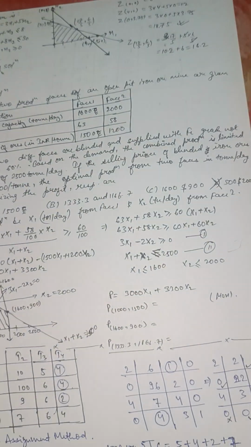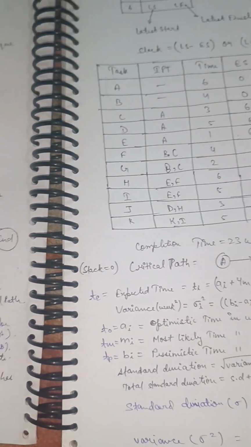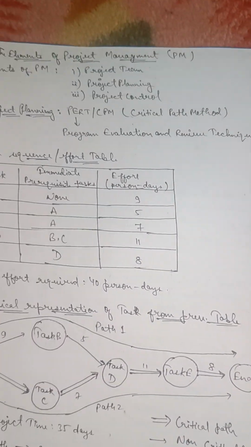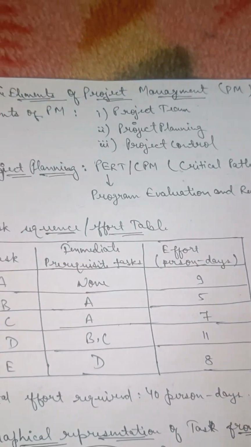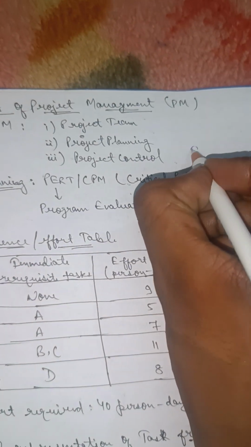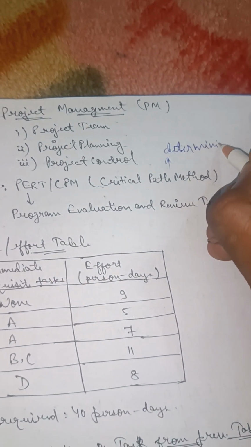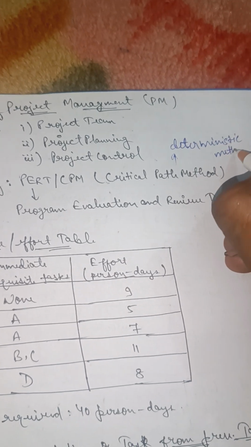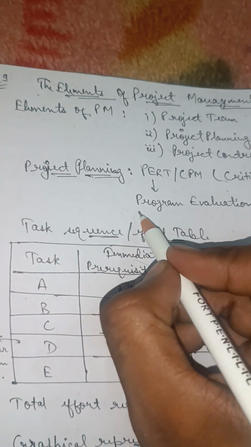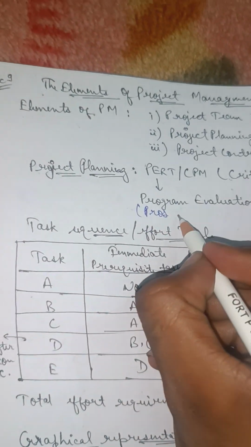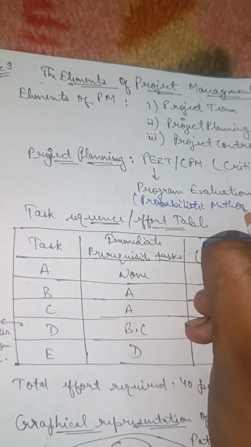Now we have the critical path method. Okay, see, the critical path method is a deterministic method, like we don't have to depend on probability. The values are accurate and correct, but PERT is a probabilistic method.